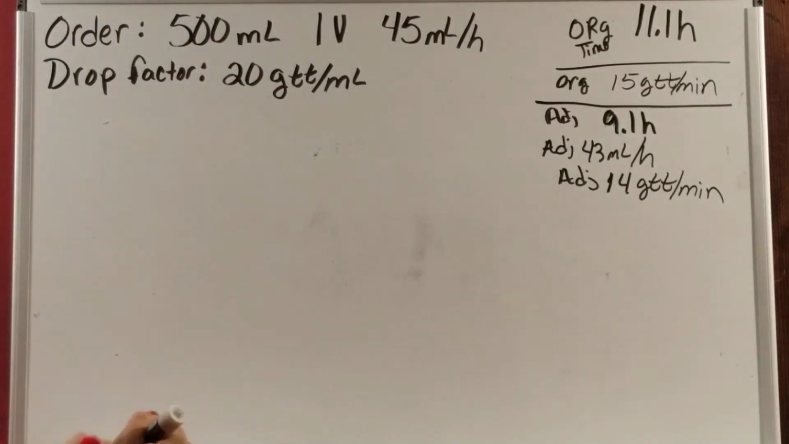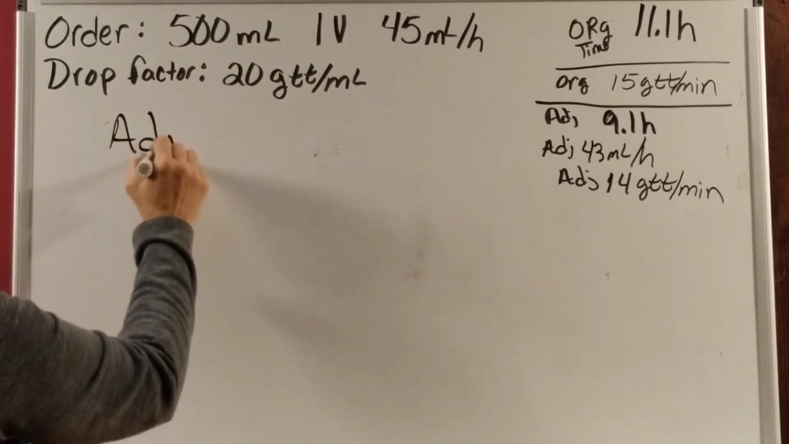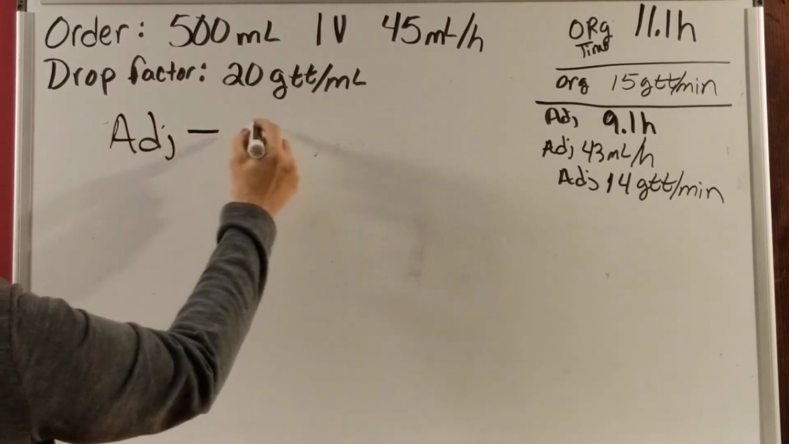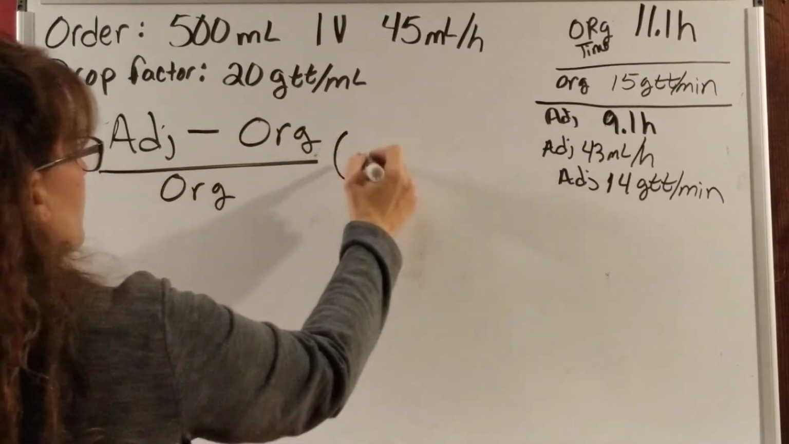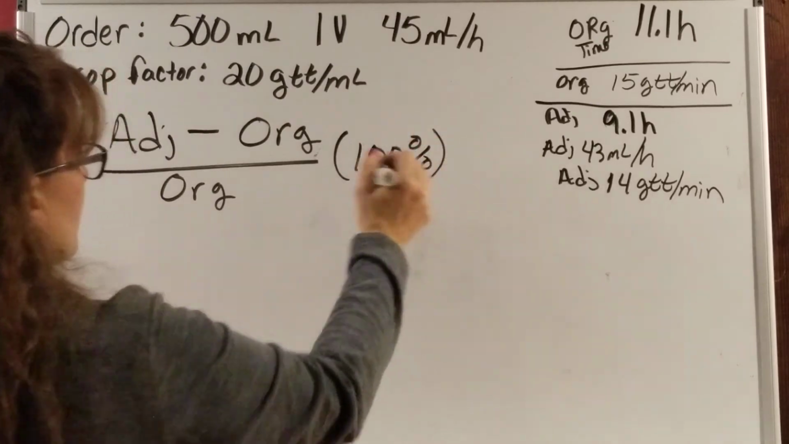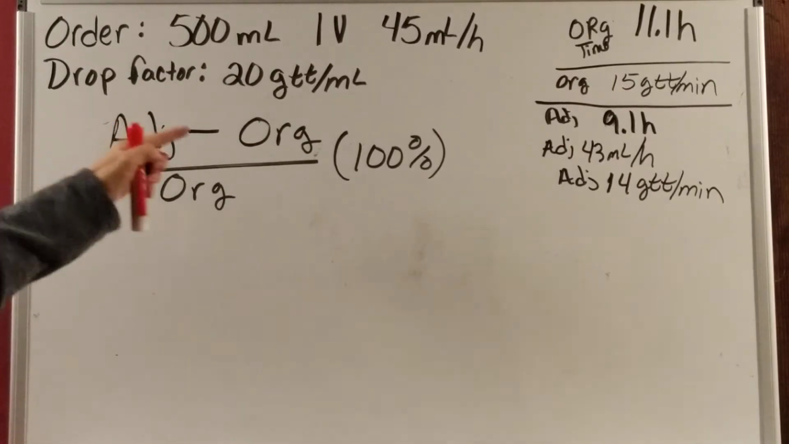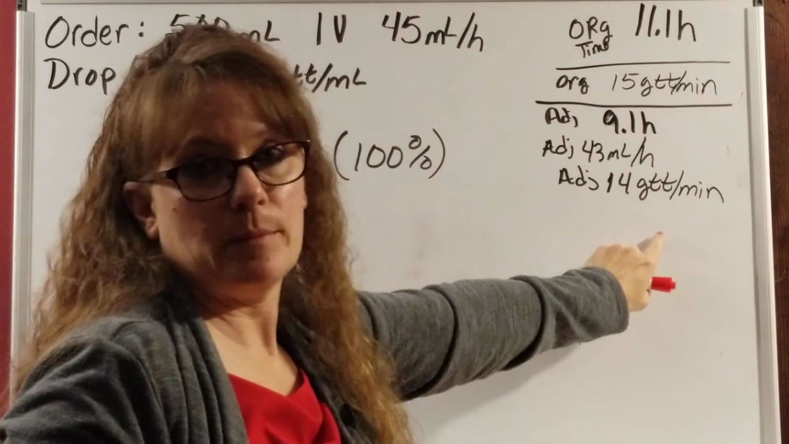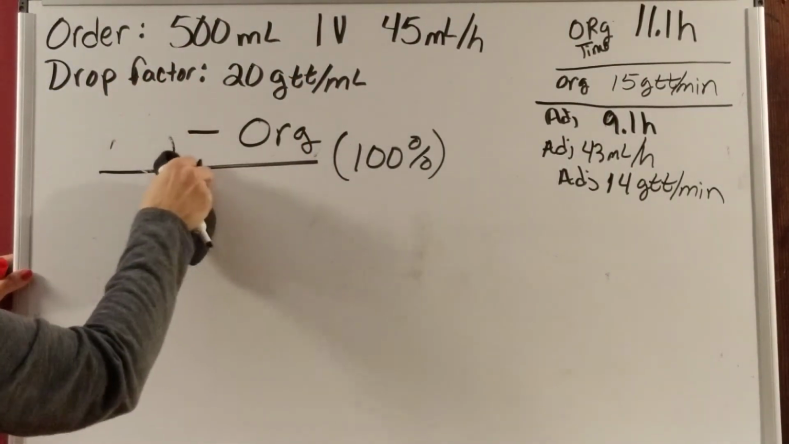All right. So to figure out the variation, it's going to be your adjusted, or you can call it your recalculated, minus your original, all divided by the original. And we're going to multiply it all by 100%. So if you need to write this down, pause it, because I'm going to erase it so I can use it. But it's the adjusted minus original divided by original. And what part of the adjusted and original are we using? The drops per minute. So I'm just going to erase these words right here. Put in place what I need.